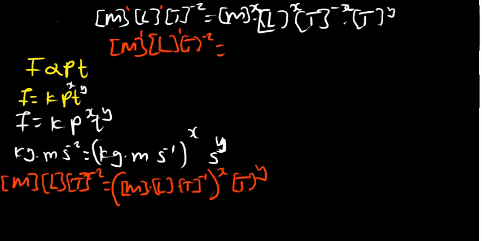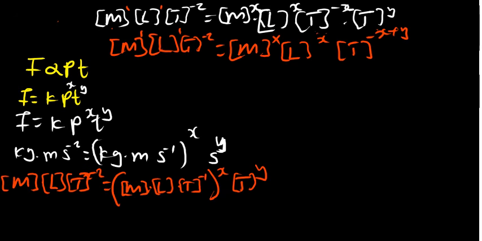Now we can also see something in common here. We have T and T. If the powers are the same, they are going to be cancelled. Meaning that what we are going to have there is the mass to the power x, then the length to the power x, then T, and I'm just going to write 1T. After writing 1T, these two powers we can add, so it's going to be negative x plus y.